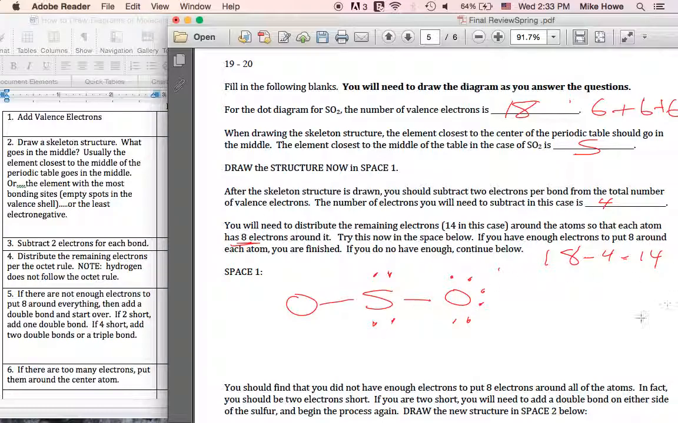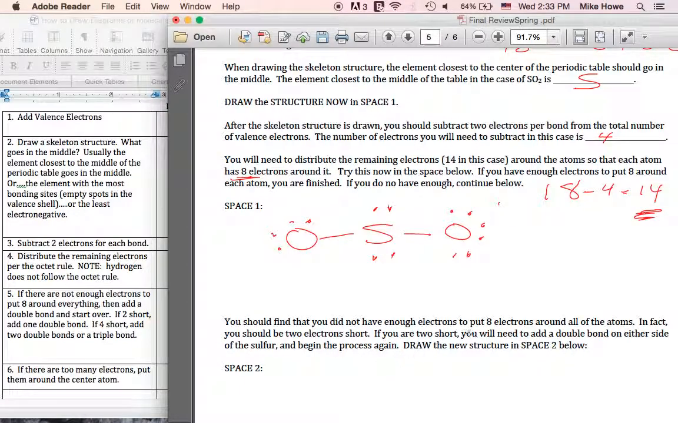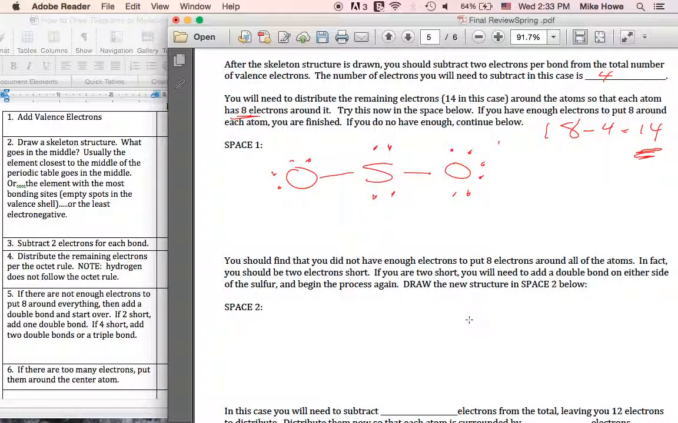How many do I have to put in? Free dots. So free dots was 14. I have now put in 2, 4, 6, 8, 10. So I have 4 more to put in. 1, 2, 3, 4. Okay, so we find that we do not have enough. So you should find that you do not have enough electrons to put 8. In fact, you should be 2 electrons short. Are we 2 short? Yes.